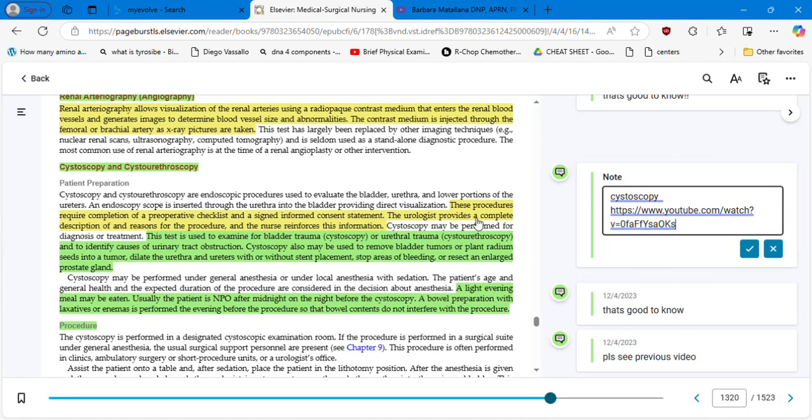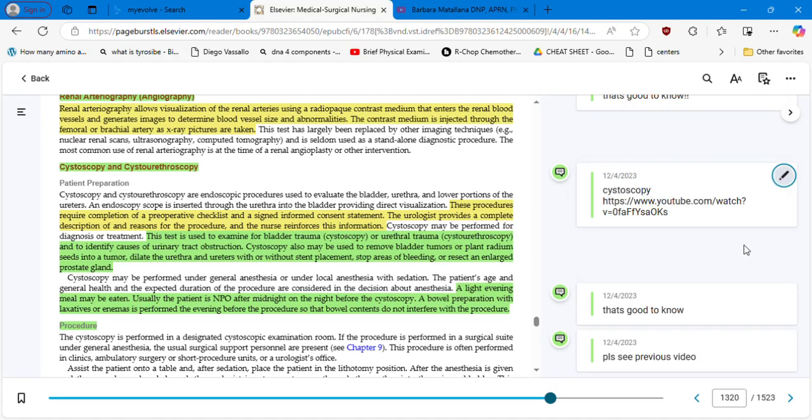Thank you so much. Excellent video. So now we are going to emphasize that this procedure requires completion of preoperative checklists and signed informed consent. That's good to know. The urologist provides a complete description of and reasons for the procedure, and this test is used to examine for bladder trauma, urethral trauma, and to identify causes of urinary tract obstruction.